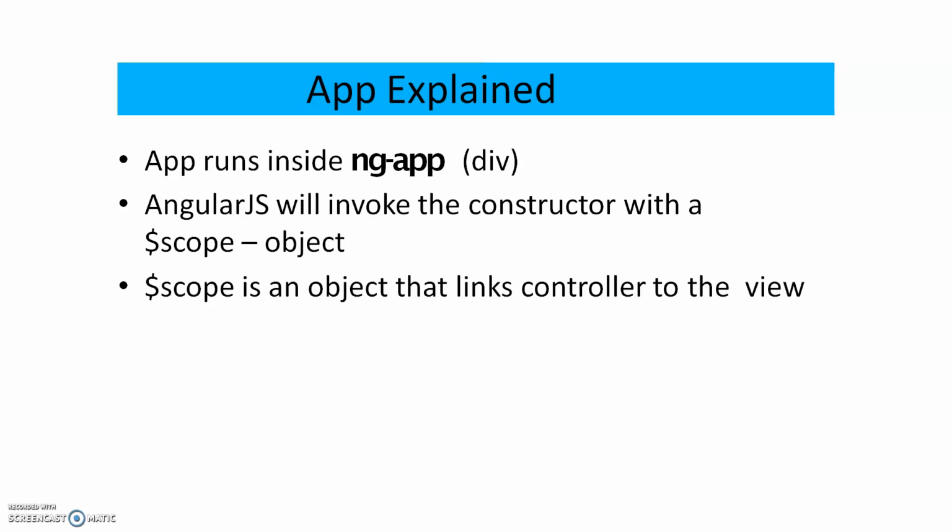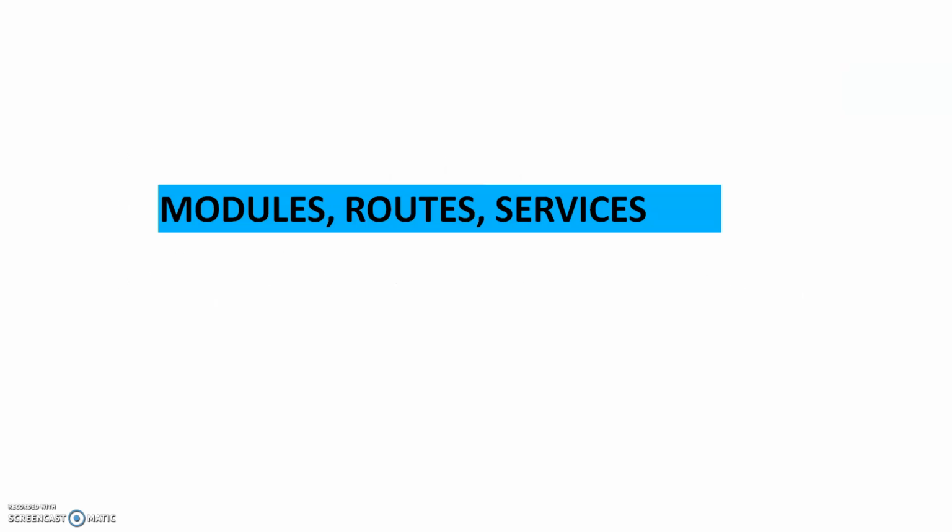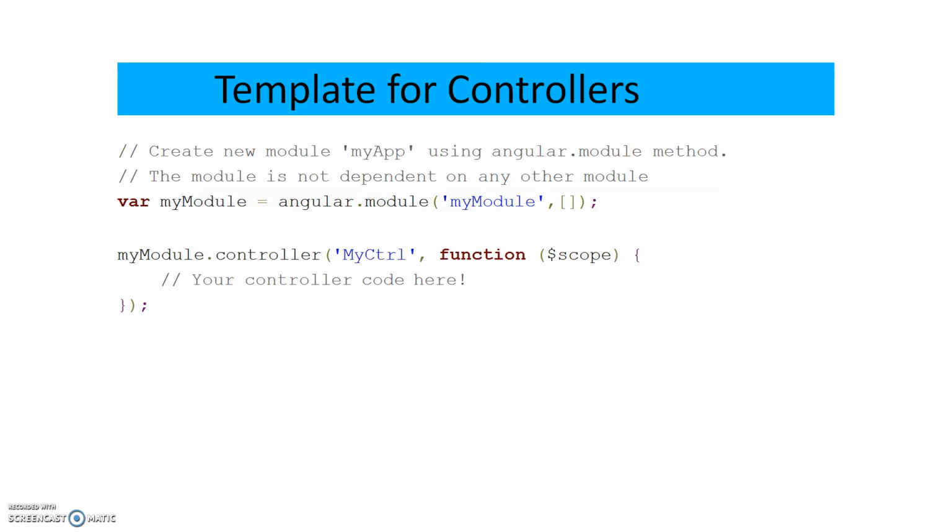What is app? Many times from the start we have been using ng-app. What is it? Any app runs inside the ng-app. AngularJS will invoke the constructor with a scope object when it runs, and scope is an object that links the controller to the view. Let's see now what are the modules, routes, routers and services.